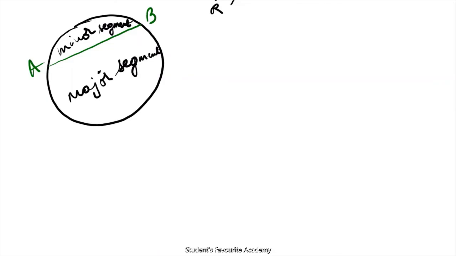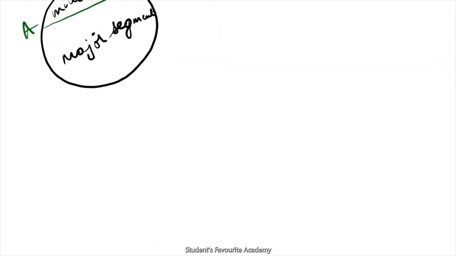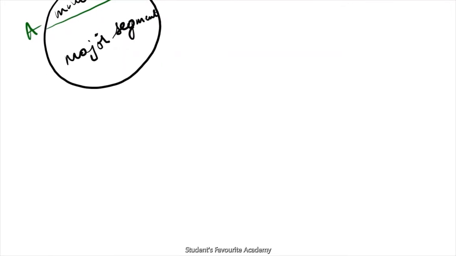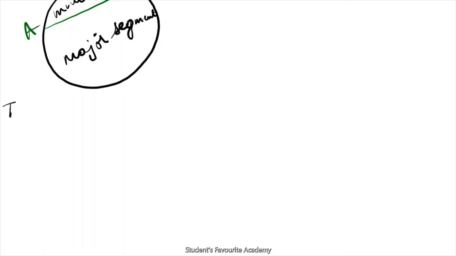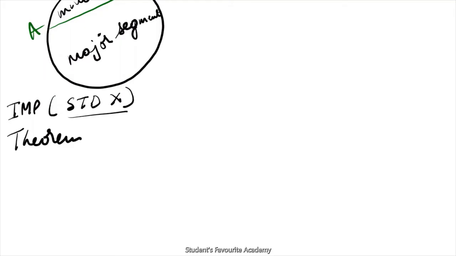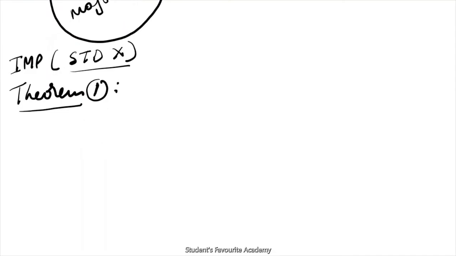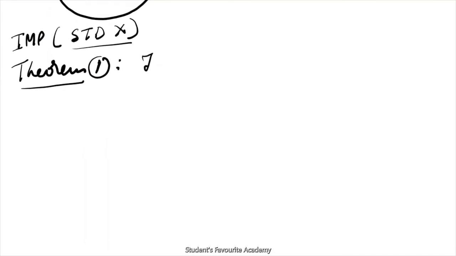So let us learn. Now the first theorem in standard 10, the numbering of the theorem is not important. These theorems are never referred to with their numbers. You have to write the entire statement of the theorem whenever you have to use it, in square brackets on the right side.